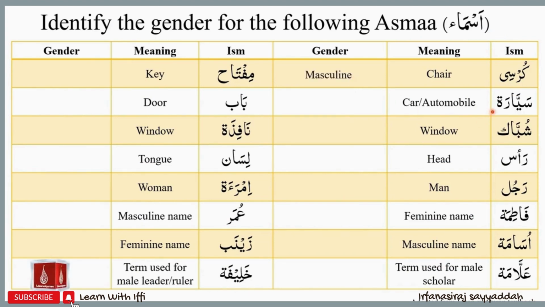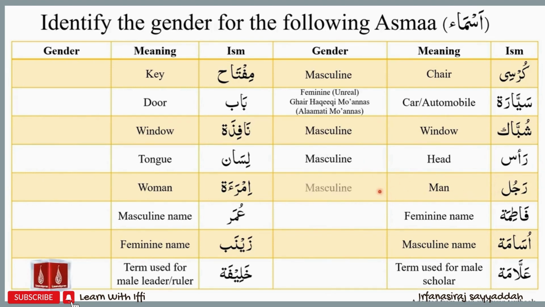Sayyara, which means car or vehicle. Sayyara has a gol ta or round ta at the end, which makes this a marked feminine. So it will be used as feminine in a sentence because it is an example of alamati muannas. Shubbak, which means window. Shubbak does not meet criteria for it to be feminine, so it will be used as masculine. Ras means head. This is a singular part of the body and it will be used as masculine. Rajul, meaning man, is clearly masculine.